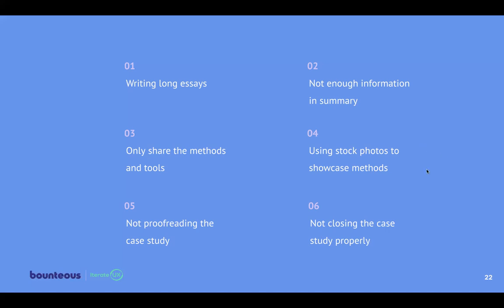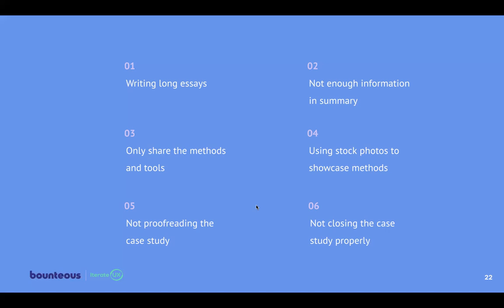Or if you want to include some sort of an image for a persona or something, take a screenshot of the persona you have worked on, and include that in your case study, right? Do not include some kind of a template screenshot in your case study. It is not useful.